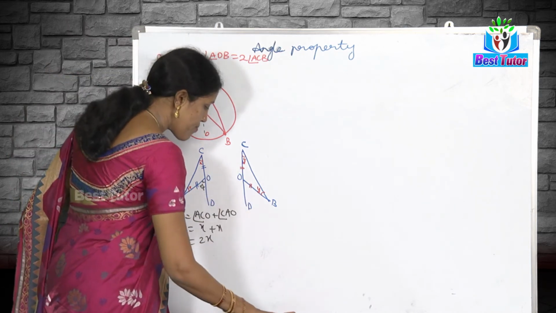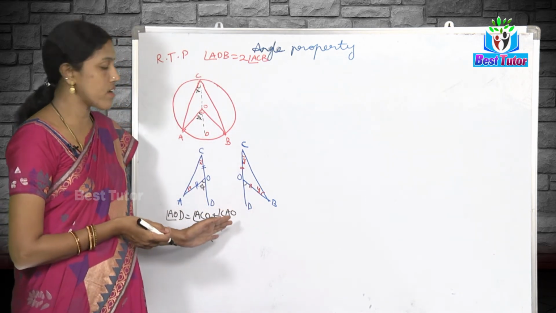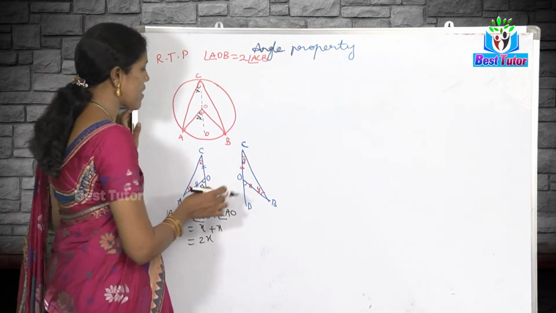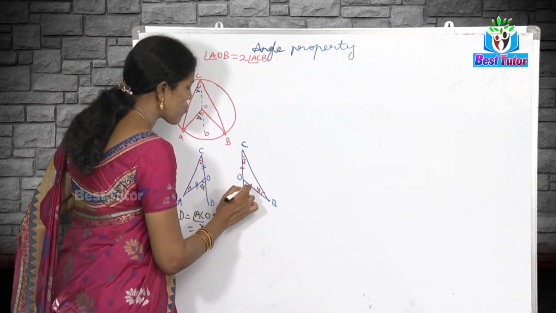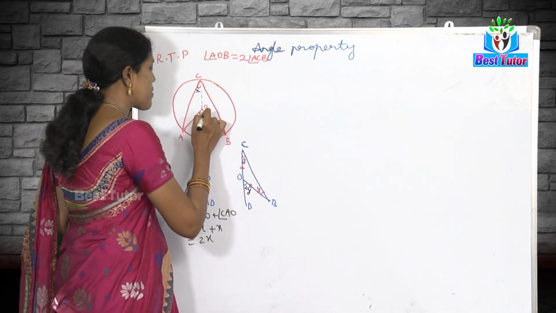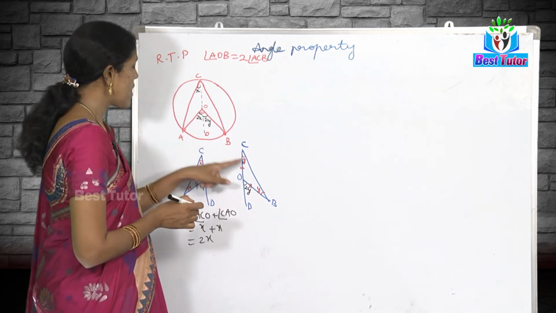Perfect. Now this angle is the exterior angle of the triangle, and just now we have learned that the exterior angle of a triangle is equal to the sum of its two interior opposite angles. So this angle will be equal to y plus y, that is 2y, right? So in this figure, let me mark this as 2y, and here it is y.